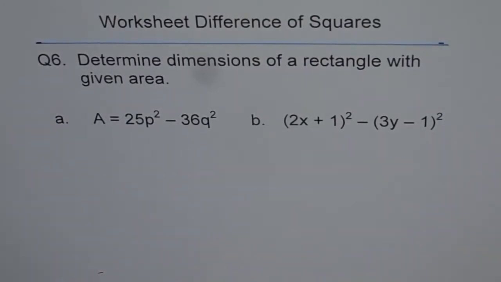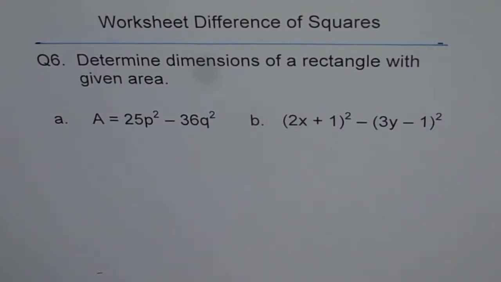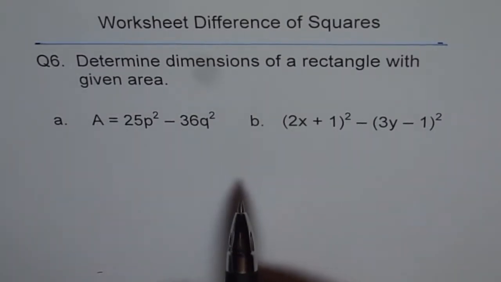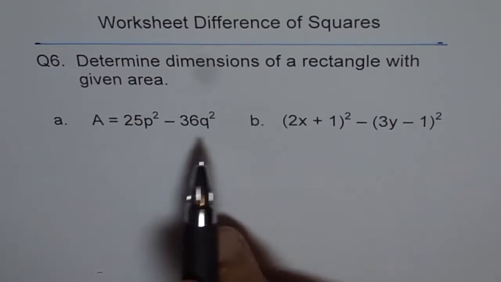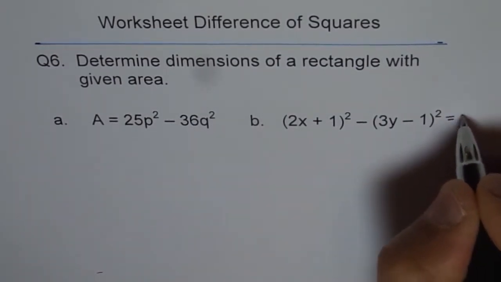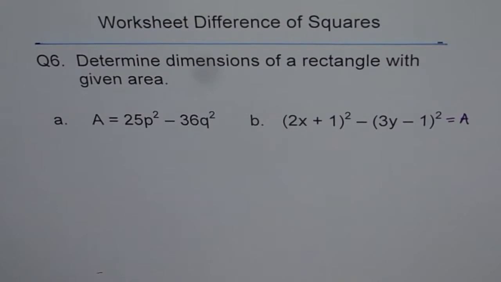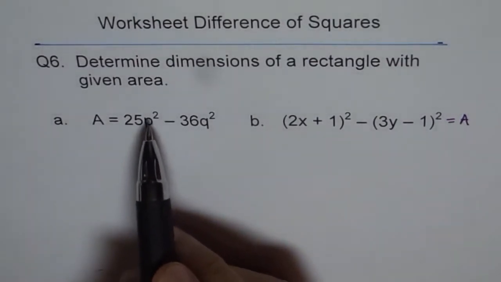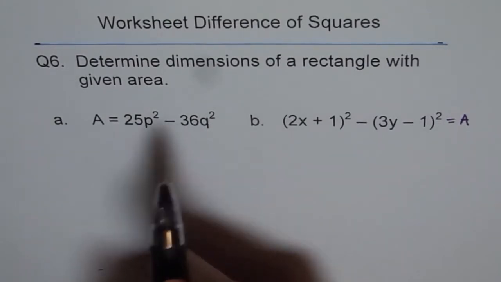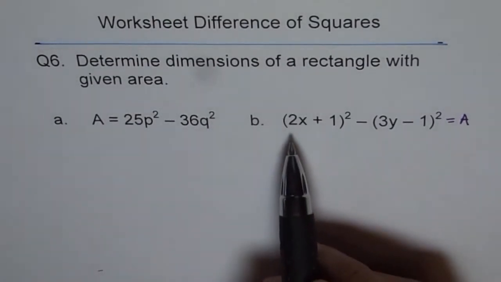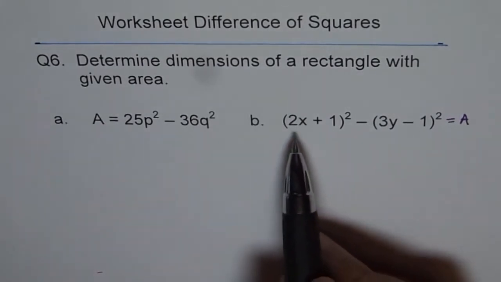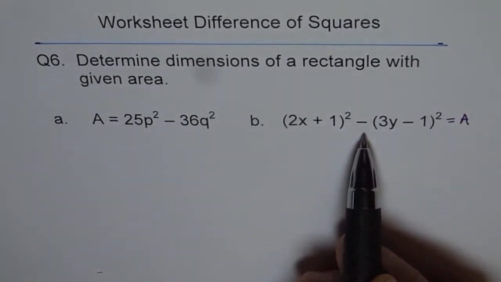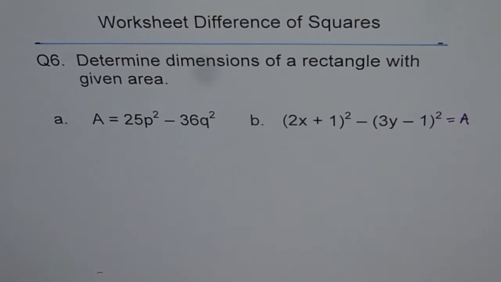Worksheet, difference of squares, question 6. Determine dimensions of a rectangle with given area. So we have two questions here and both of them are giving us area. I forgot to write A here. Let me put this equals to area A. Okay. So part A is area equals to 25p square minus 36q square. And part B is area equals to (2x plus 1) whole square minus (3y minus 1) whole square. And we need to write dimensions of this rectangle.